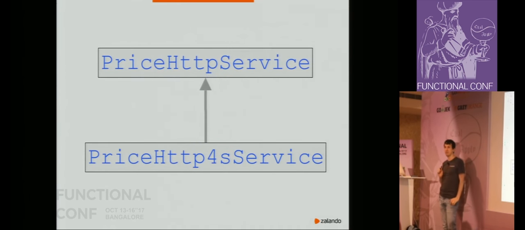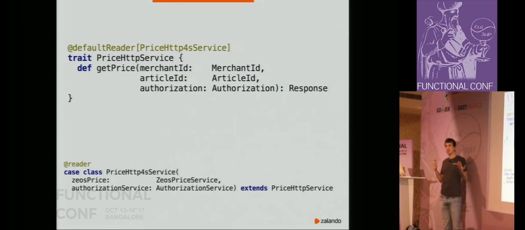So we want to have something like this. We want to have a price service and then an implementation for that price service. But introducing an interface here allows us to really separate components. But how does that work with the reader?